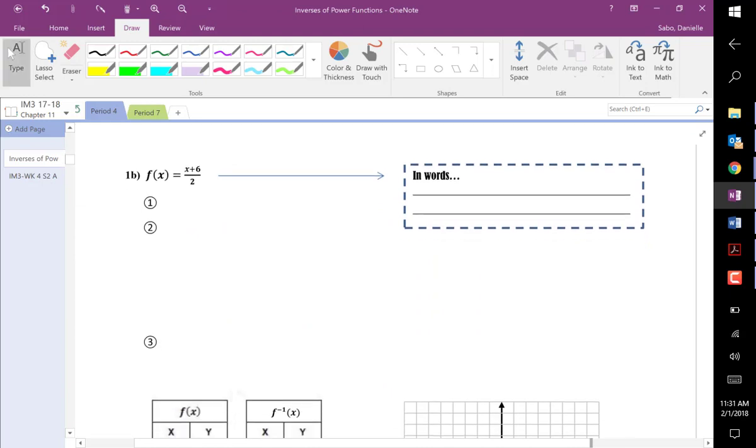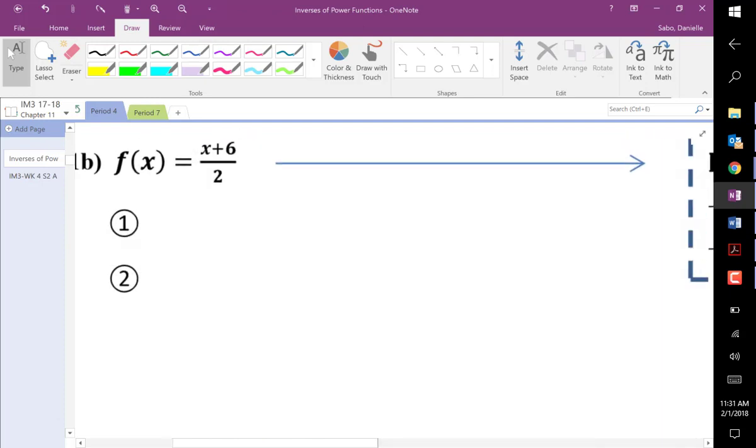So inverses. We're talking about this function here. Think about the x. What's going on with the x? Would I add the 6 first, or would I divide by 2 first if I put in a number? If I put 1 here, what would you do first? Would you divide by 2 first or add the 6 first? No, x plus 6. It's x plus 6 first.